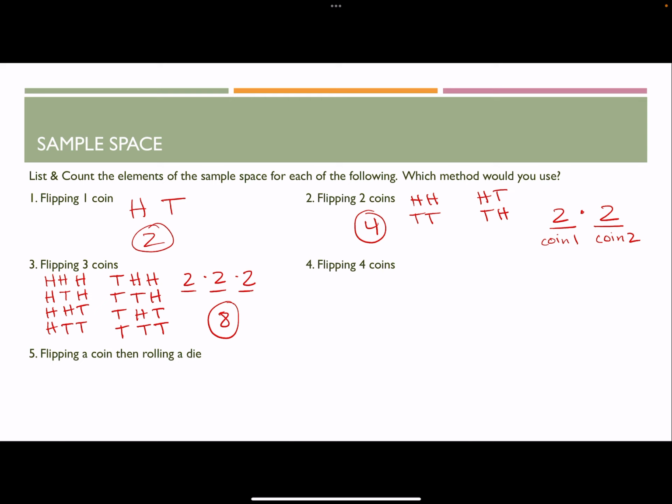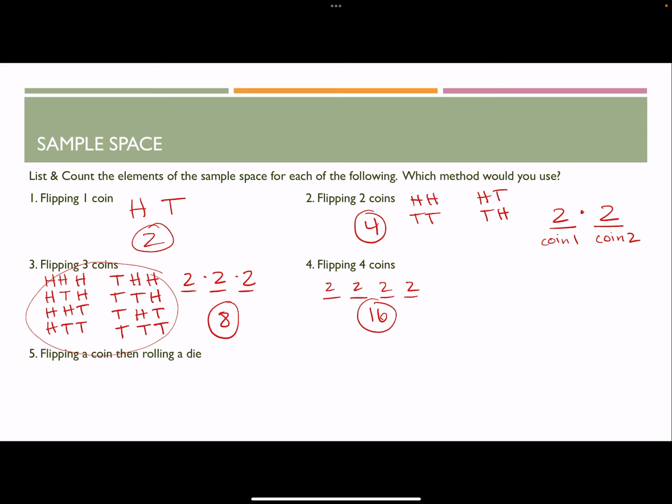All right, flipping 4 coins. So basically, flipping 4 coins, if you think about it, I could take all of these possible outcomes and just throw a heads in front of them. Or I could take all those possible outcomes and throw a tails in front of them. So there's going to be twice as many using the multiplication principle. First coin, second coin, third, and fourth gives me 16 possible outcomes.